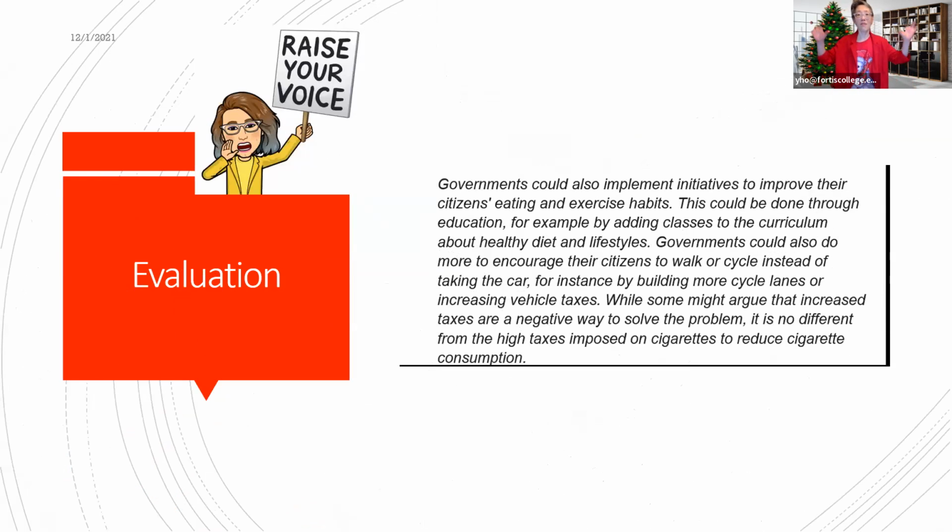So you would spend half your paper talking about the problem, and then the other half of your paper talking about the solution. And then more solutions. Governments should also implement initiatives to improve citizen eating and exercise habits. This could be done through education, by adding gym classes, by encouraging citizens to walk or cycle instead of taking a car, by building more bicycle lanes and increasing vehicle taxes. While some might argue that increased taxes are a negative way to solve the problem, it is no different from the high taxes imposed on cigarettes to reduce cigarette consumption.